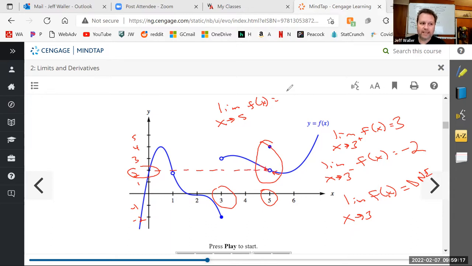So the limit is 2. And again, the limit doesn't care. Not only does it not care, it has no way to know what is happening at the value. It has no way to know what's happening at 5. It just says it looks like it's going to 2. But what is f of 5?